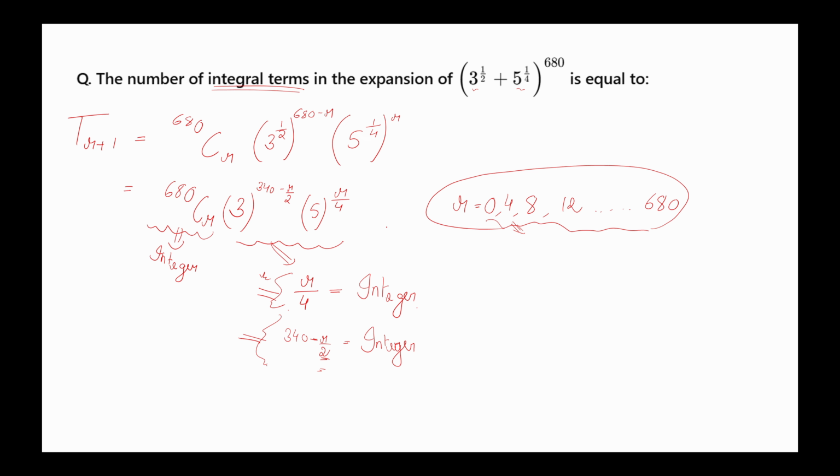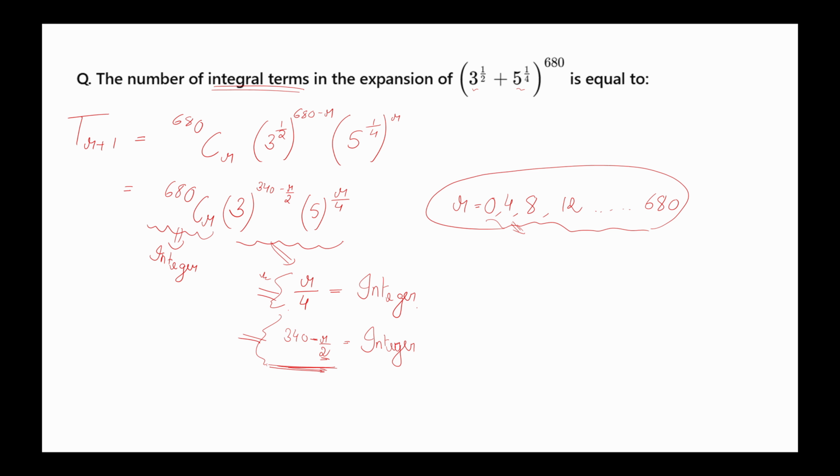Now let's check. You must check in this equation only, because there is a negative sign here. Let's say I take the maximum value of r, that is 680. If I take r to be 680, what is it going to be? r by 2 would become 340, and 340 minus 340 becomes 0. So again, it is an integer or a whole number that we are getting. So basically we've calculated all the integral terms that would be present.